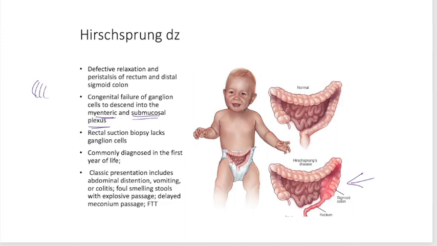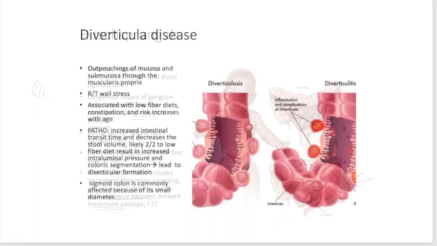Rectal suction biopsy lacks the ganglion cells, and then it's commonly diagnosed in the first year of life. Abdominal distension, vomiting or colitis, foul-smelling stools with explosive passage, delayed meconium passage, and then failure to thrive.